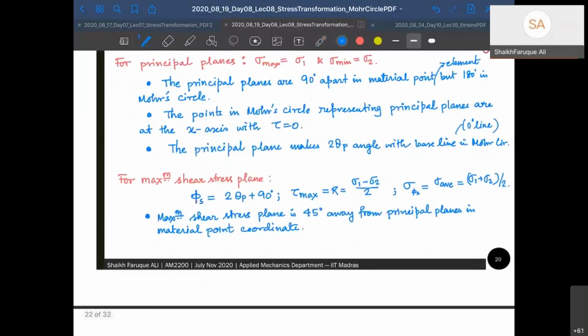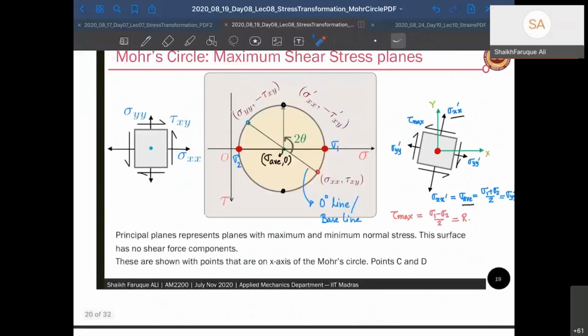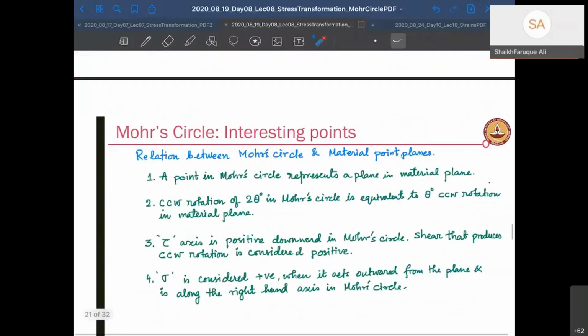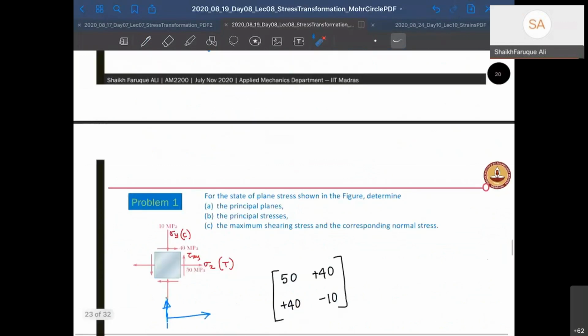Maximum shear stress makes an angle 2 theta p plus 90 degrees. Why? If you go here, you can see this is your 2 theta p, the plane stress angle, plus 90 degrees. So if you know theta p, you can find theta s. And tau max is given by sigma 1 minus sigma 2 by 2. The maximum shear stress plane is 45 degrees away from the principal plane. This is very important: 45 degrees in the material point coordinate.